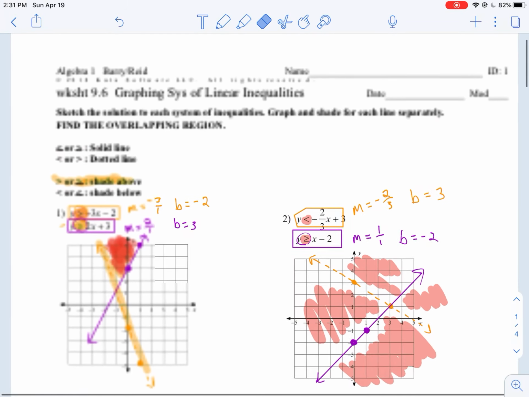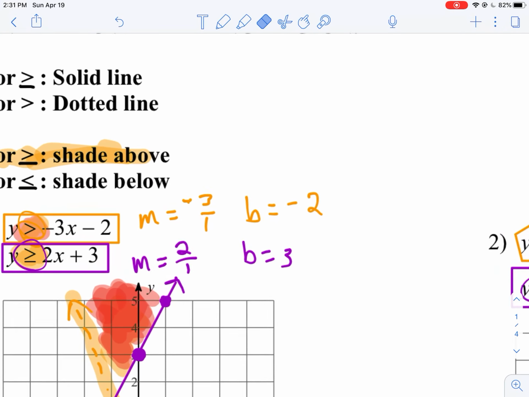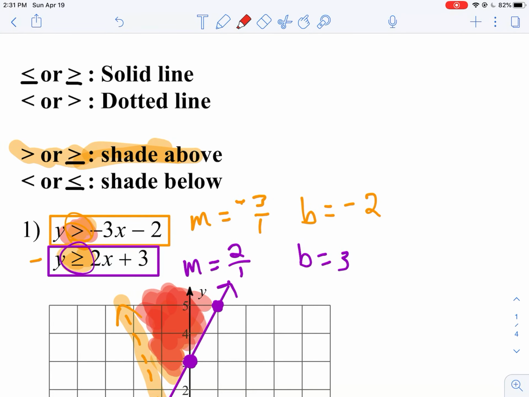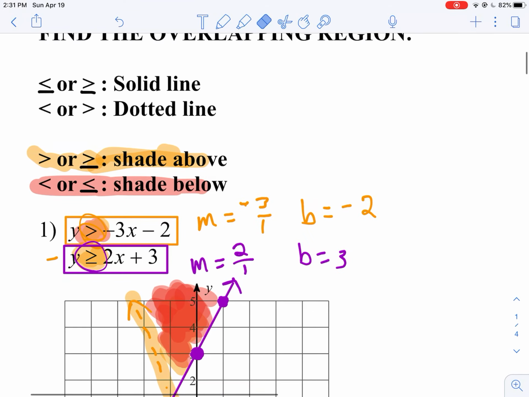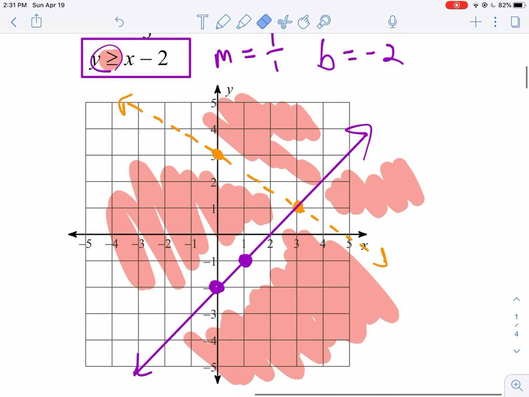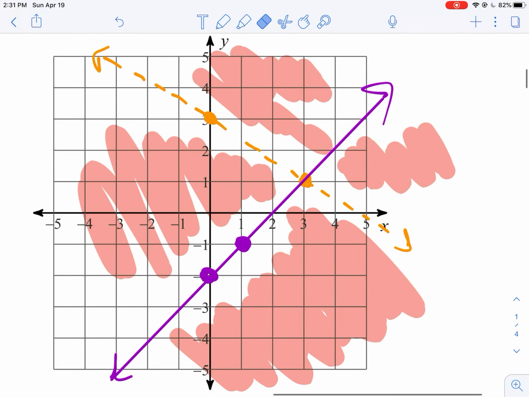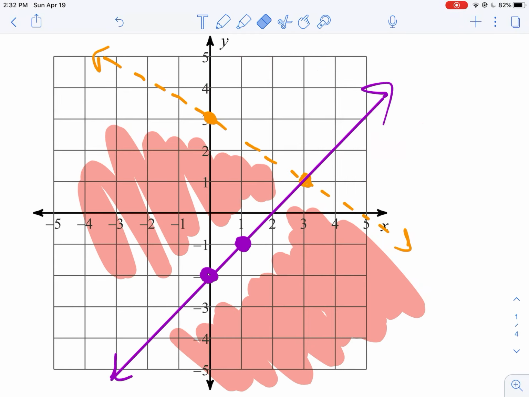Less than is the symbol, so if I look back at the top, less than means shade below. Less than or equal to means shade below. So I'm going to go to my orange line, and which areas are below the orange? Those bottom two are below the orange, so I'm going to erase the two on the top. These two are above the orange, so those can't possibly be solutions.